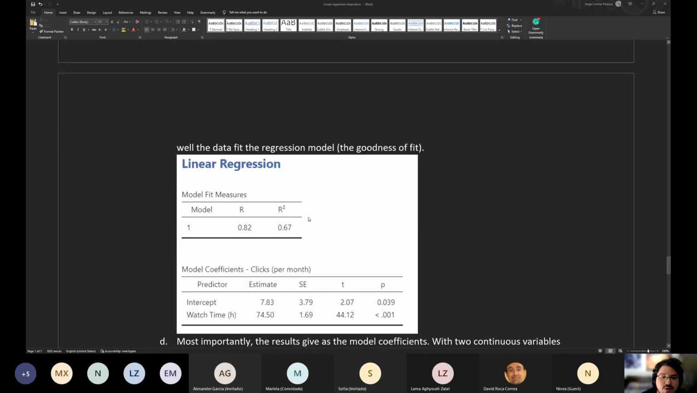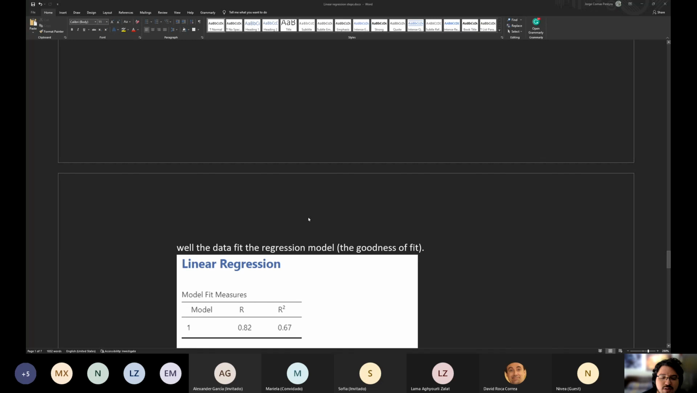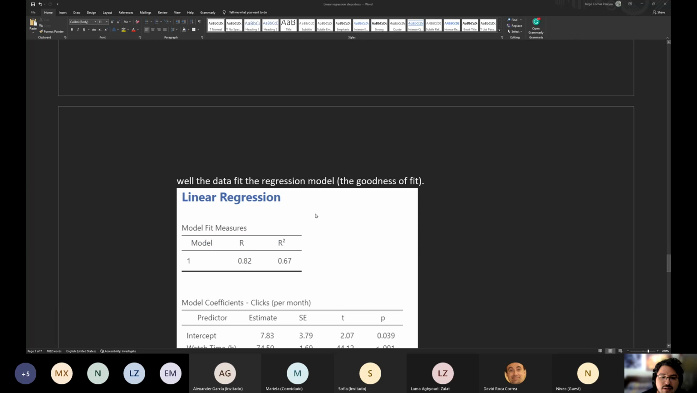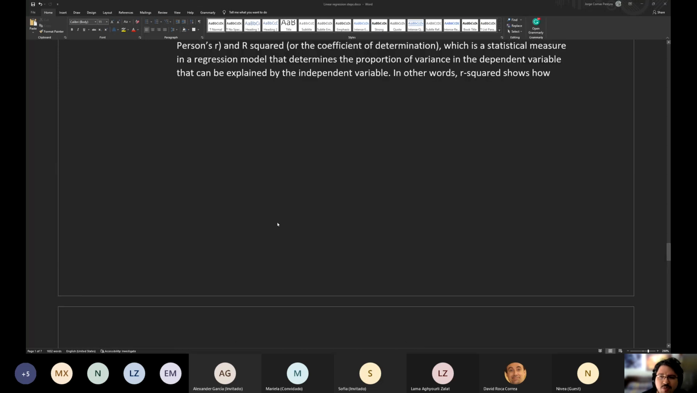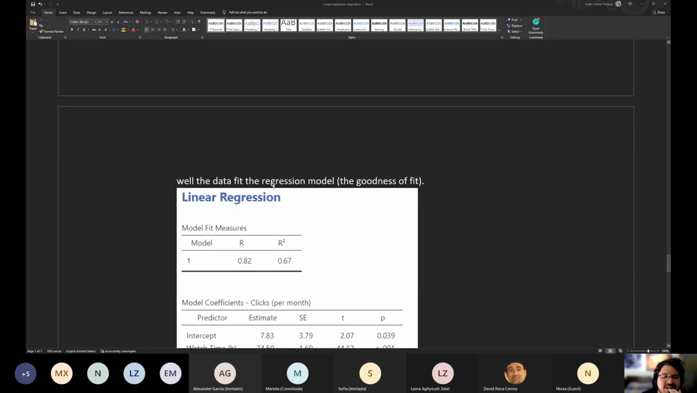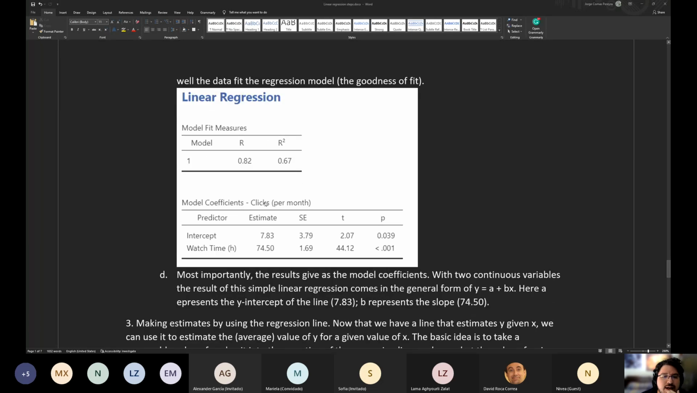Okay, so it's also a measure of how well our data fit the regression model. Although this sentence is the other way around. We want our model to fit the data and not the data to fit the model. Sorry about that. It's how the regression model fits the data. All right. So R, Pearson correlation coefficient; R squared, coefficient of determination, the percentage of the variance in the dependent variable that is explained by the independent variable.